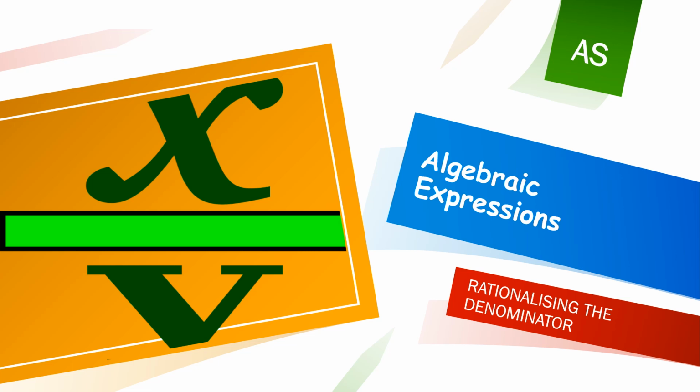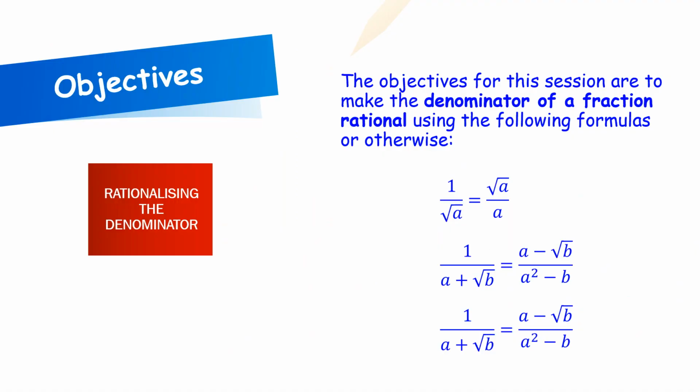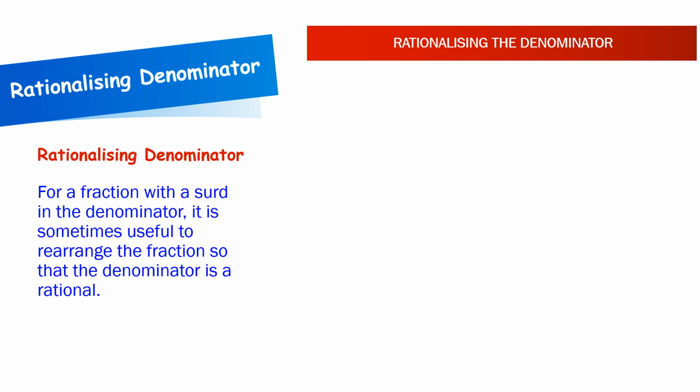Welcome to the session on algebraic expressions, rationalizing the denominator. The objectives for this session are to make the denominator of a fraction rational using the formulas shown on your screen or otherwise. For a fraction with a surd in the denominator, it is sometimes useful to rearrange the fraction so that the denominator is rational. This process is called rationalizing the denominator.